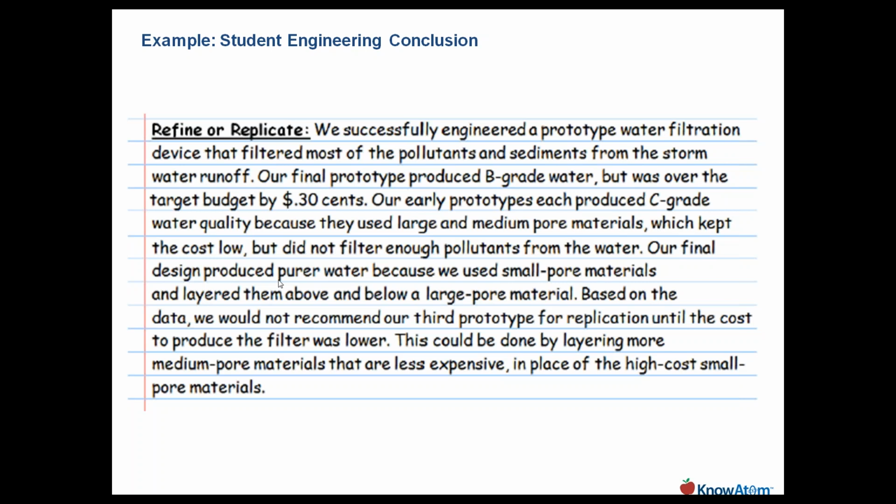Our final design produced purer water because we used small pore materials and layered them above and below a large pore material. Based on the data, we would not recommend, so there's a claim, our third prototype for replication until the cost to produce the filter was lower. This could be done by layering more medium pore materials that are less expensive in place of high cost small pore materials. Now, that would definitely meet the requirements. Well, actually, it wouldn't, and I'm going to explain a little bit why.